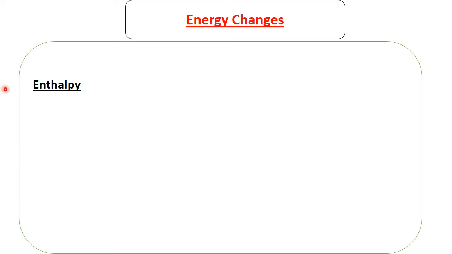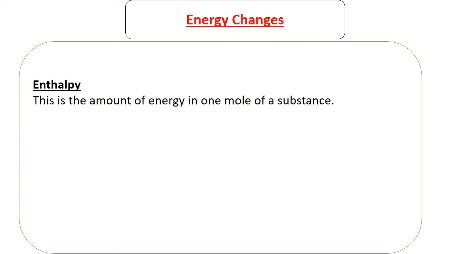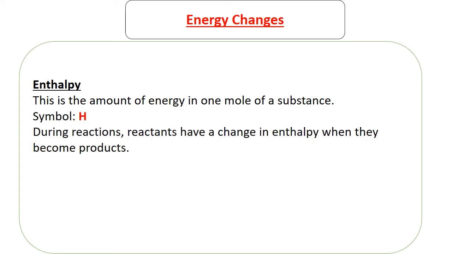Next, look at the concept of enthalpy. Enthalpy is the amount of energy in 1 mole of a substance. Given 1 mole of anything, the amount of energy in that thing is what is called enthalpy. The symbol is H, and during reactions, reactants have a change in enthalpy when they become products, which simply means when you have reactants with a certain energy, when they become products, they are going to have a different energy. So we use what is called an energy level diagram to represent these changes in enthalpy.